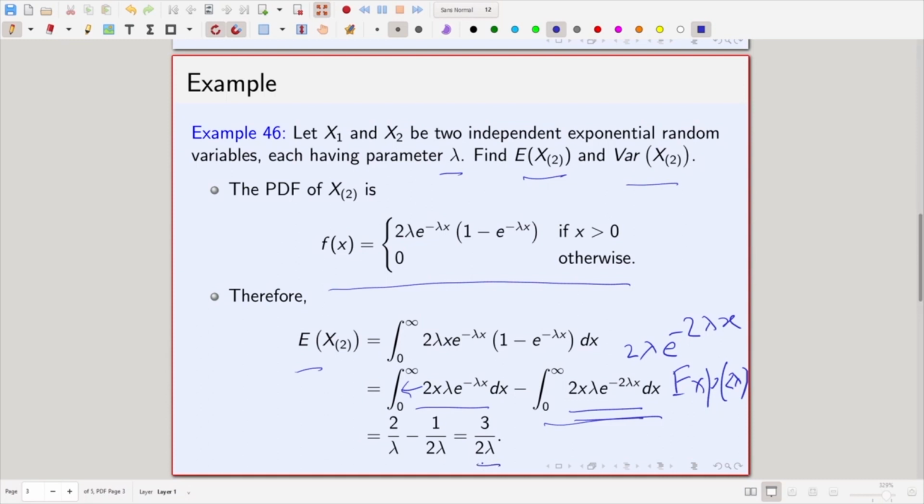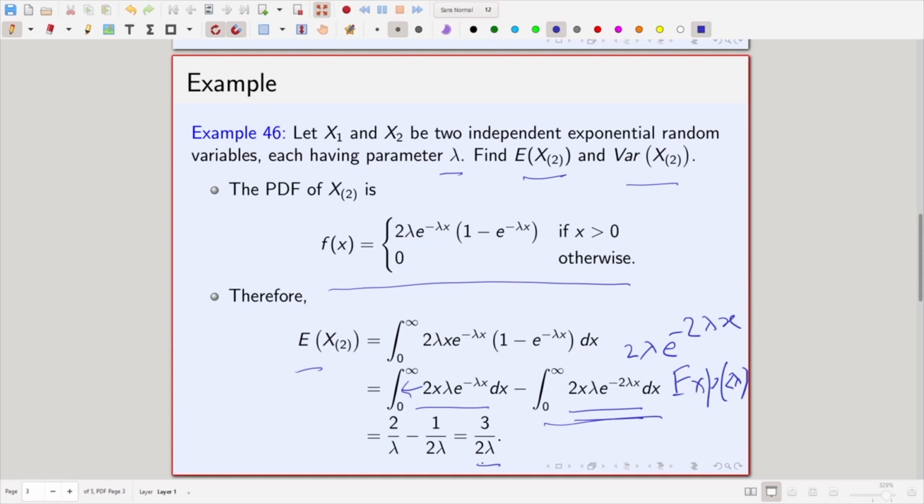Again, this integration you can easily do, but what I am saying is that since you know the mean of an exponential distribution with a given parameter, you don't even have to work out these integrations explicitly. If you remember that, then you can straight away write down these things, fine. So, that is the mean.